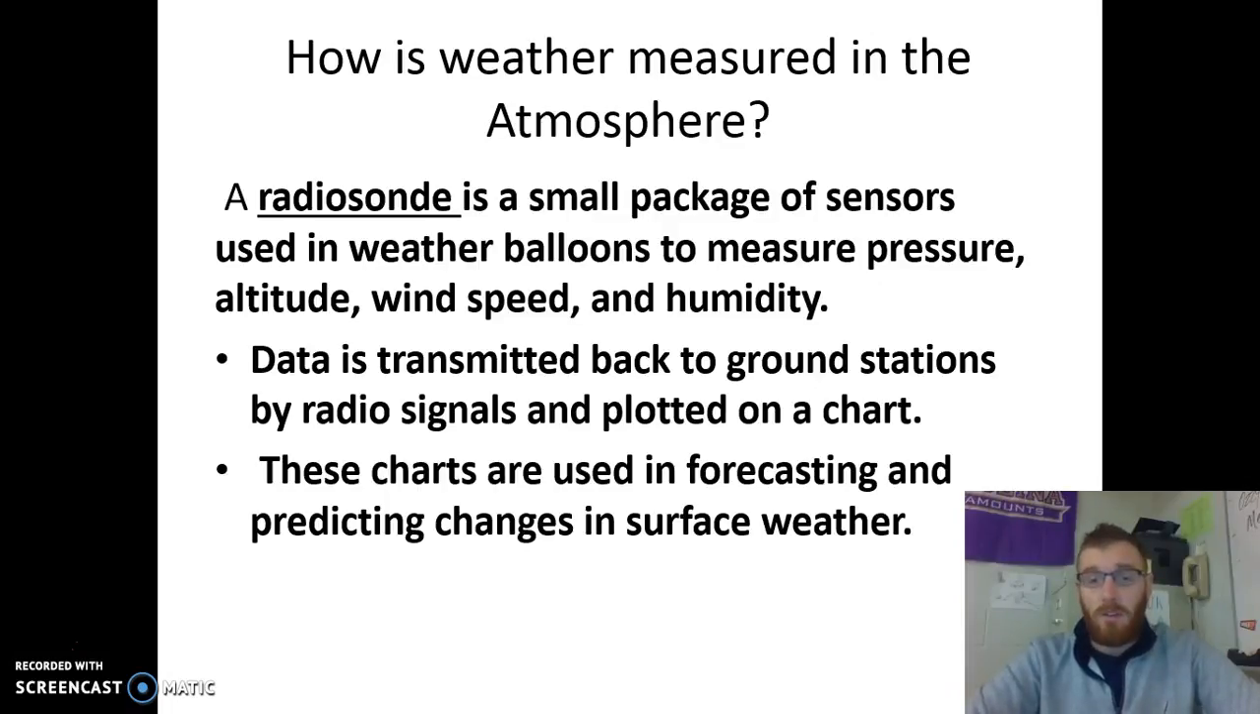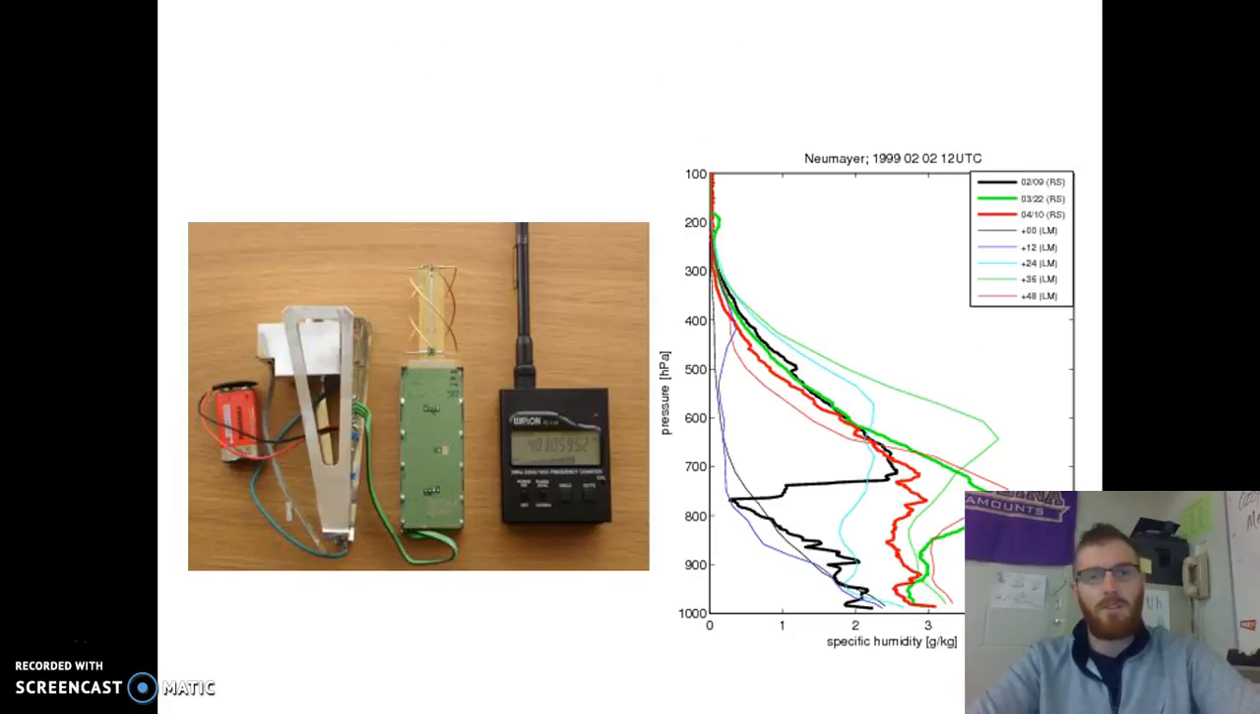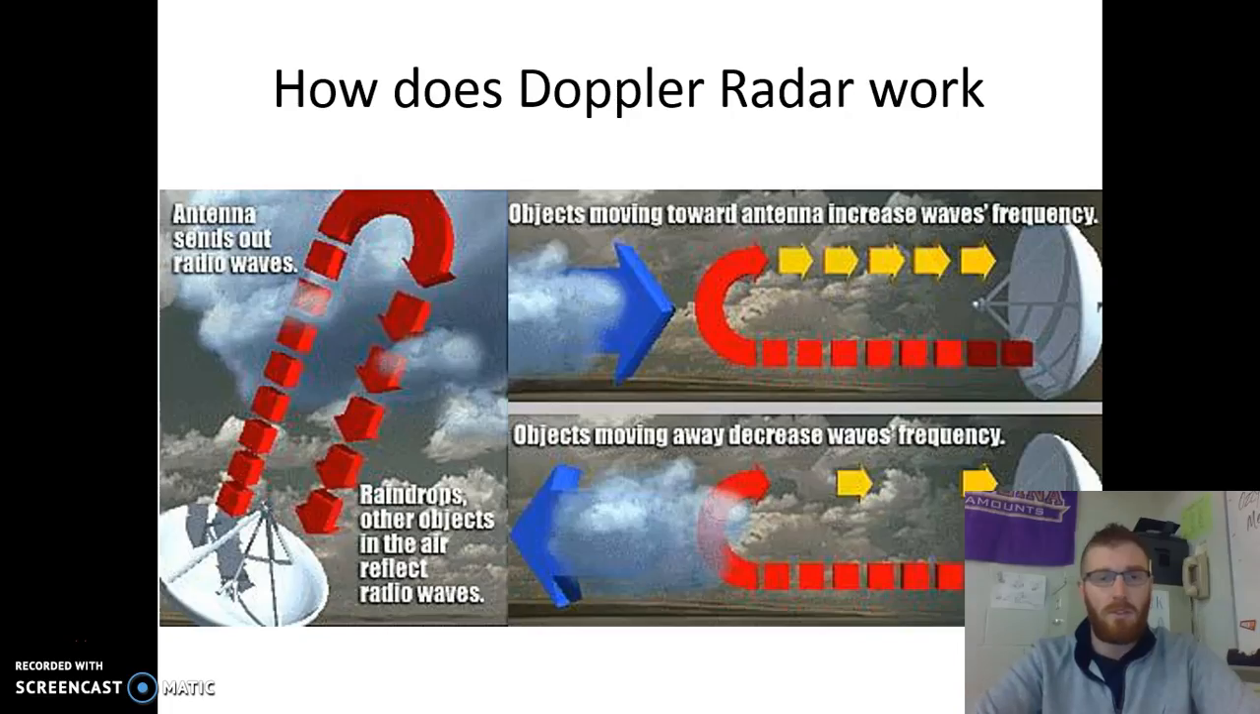However, we can also measure weather from the atmosphere, and we use a weather balloon to do that, and a radiosonde. And here you can see a picture of the instrumentation used in a weather balloon and an example of the data that gets sent back to the surface.